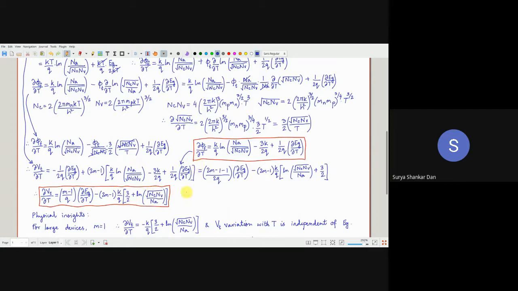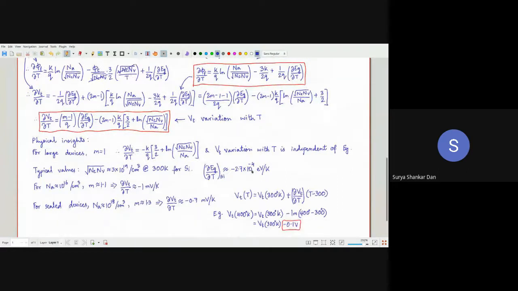So what is this? Temperature, or simply Vt variation with temperature. Vt variation with temperature. Okay.